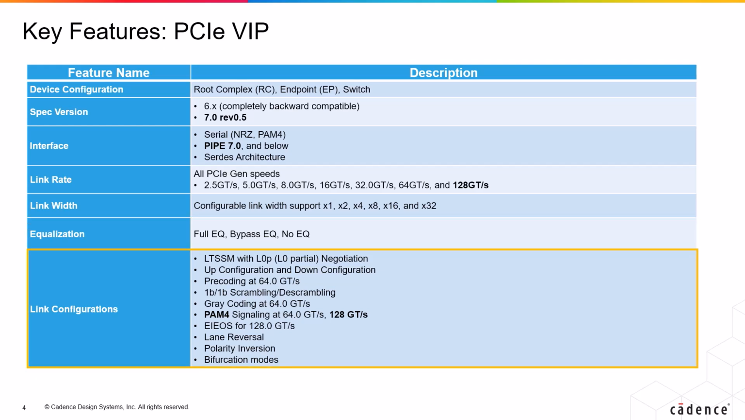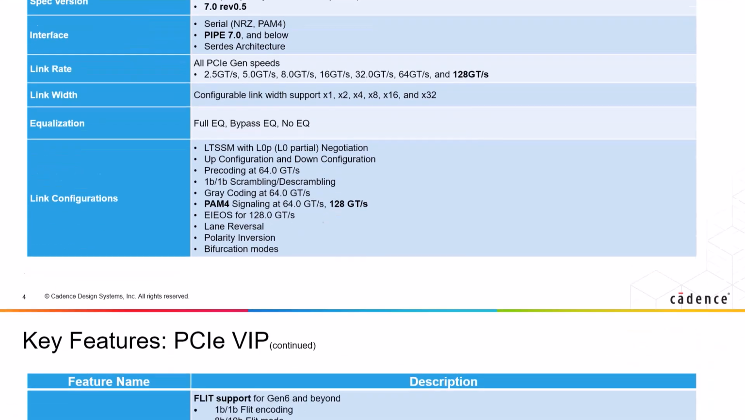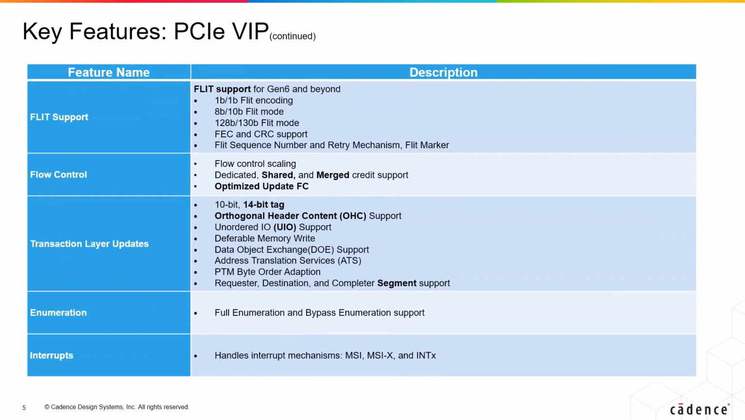During link initialization, Cadence link configuration can perform main operations as follows. LTSSM with L0p negotiation. Up configuration and down configuration options. Pre-coding at 64. 1b/1b scrambling, descrambling. Gray coding at 64. PAM4 signaling at 64 and 128 GT/s. EIEOS for 128 GT/s. Lane reversal. Polarity inversion and bifurcation modes. This slide is a continuation of the previous slide.